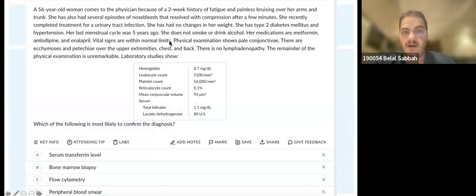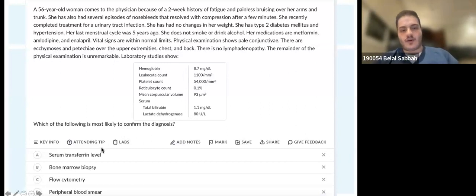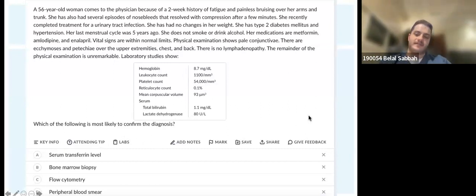Medications include medications we don't care about. Vital signs are normal. Physical exam shows pale conjunctiva. There's ecchymosis and petechiae over the upper extremities, chest and back. There is no lymphadenopathy, and these are the lab results. Just so you guys know, the lab results are showing low hemoglobin, low white blood cells, low platelet count. What is happening to this patient, guys? Tell me. Forget what the question is asking. Okay, aplastic anemia. Perfect. So this patient is having aplastic anemia. Now, what is causing the aplastic anemia? What in this question stem gives you the hint that this person is taking something that might have caused aplastic anemia?